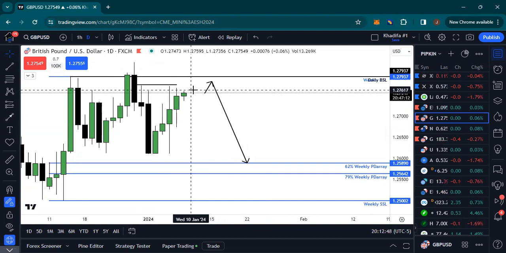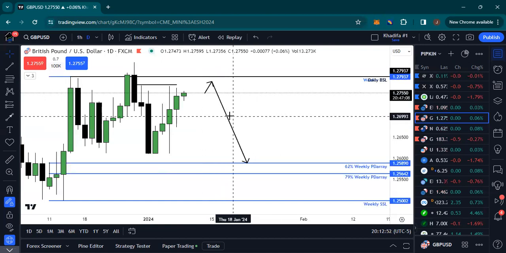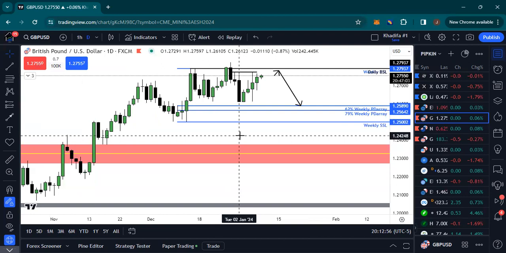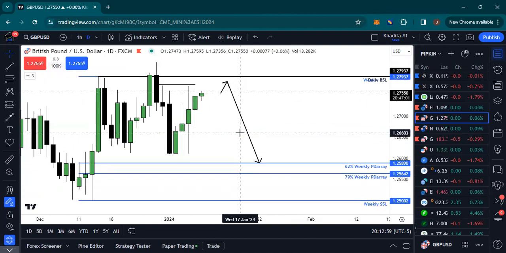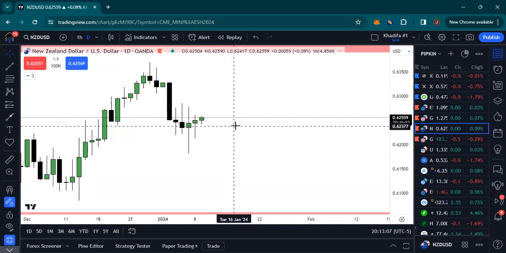Until I see that, until you see that, you should definitely always trade with the trend, because the trend is definitely your friend. So, when you trade against the trend, 9 times out of 10, you're gonna end up getting hurt. Point blank period. So that's what I'm looking at for the pound.